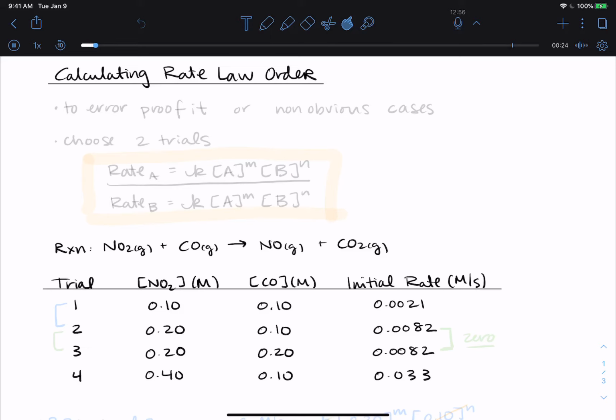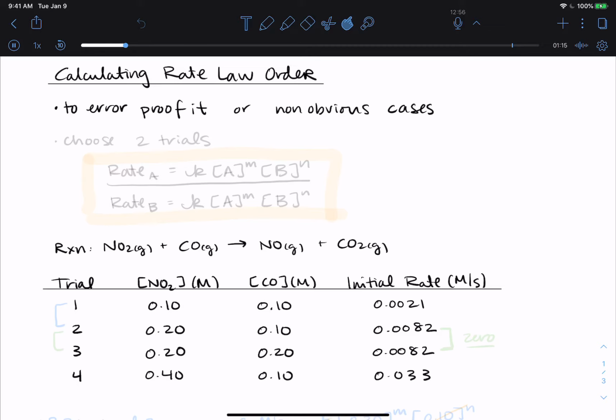It's also a really great way to error-proof your determination of the rate law order, or for non-obvious cases. The rate values that we were working with in the previous cases were easy to look at and see that the values had been doubled or quadrupled. In this case, you can probably look at it and see the same. But when we have real experimental data, it might not be as obvious as it was in those two cases.